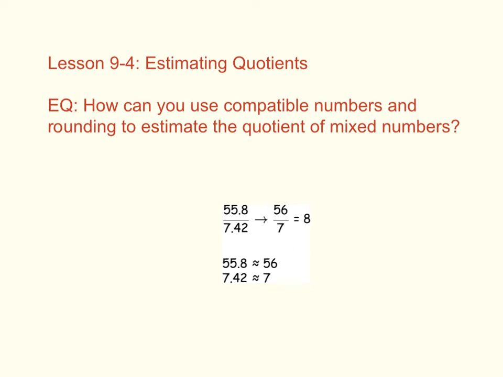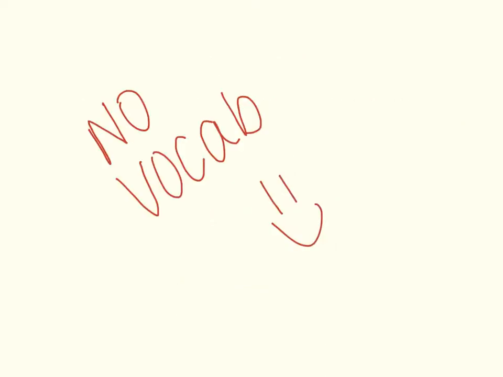This is lesson 9-4, estimating quotients. Our essential question: how can you use compatible numbers and rounding to estimate the quotient of mixed numbers? In this example here, they just rounded 55 8/10 to 56 and 7 42 hundredths to 7, and then they divided 56 divided by 7 is 8. No vocab for this lesson.